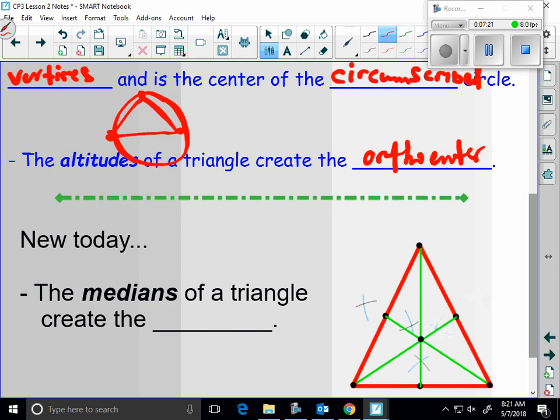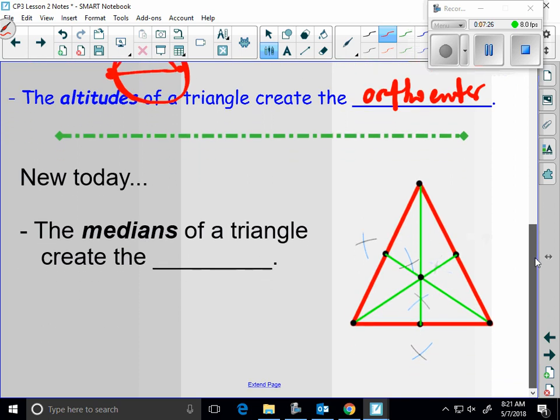That's the orthocenter. So new today, the medians. What the heck is a median? What is a median other than the thing in the middle of the road? I remember doing the range, the median. I'm guessing it's the middle.